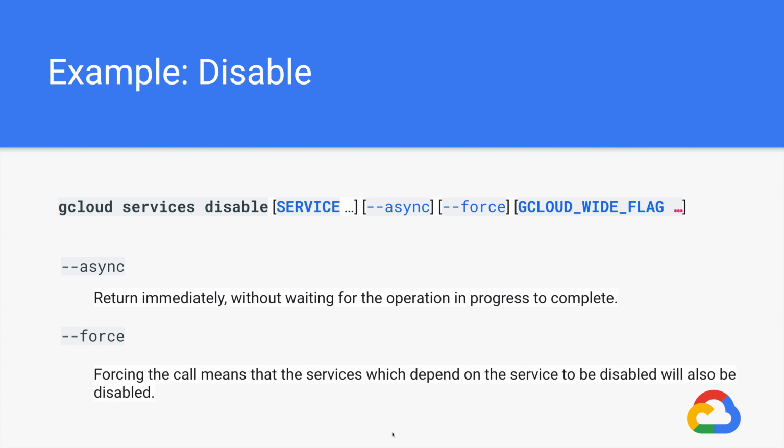Now let's talk about disable. Suppose you want to disable any particular service or API, you can make use of the disable command. The command would be gcloud services disable and the service name. This command will go and disable that particular API. Here you can see there are two flags. We have already talked about the async flag and what it does. To disable that service or API forcefully, you have to provide the force flag.